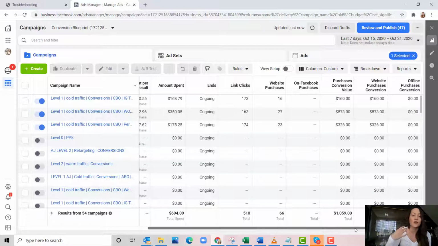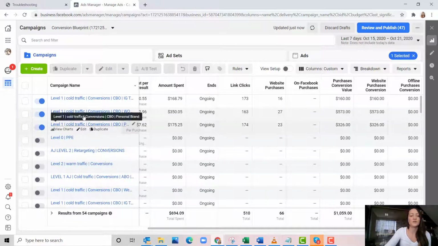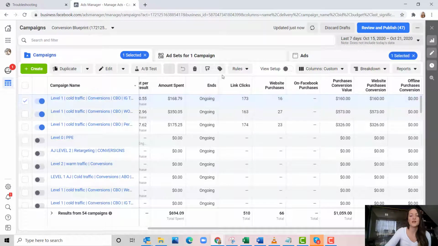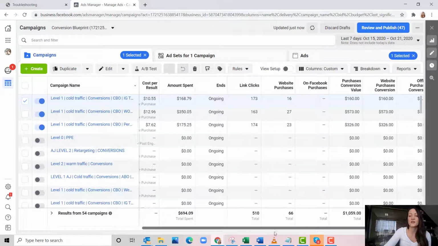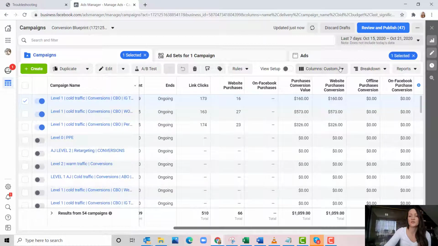And overall I'm satisfied with the results. But I can also see that I have an issue with this campaign here. So I need to troubleshoot this one further because I'm not satisfied with the overall result.